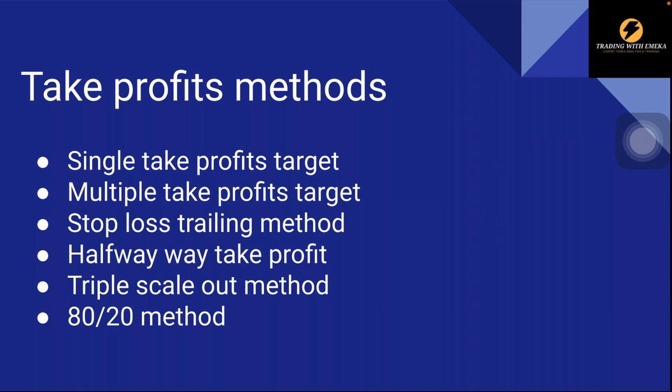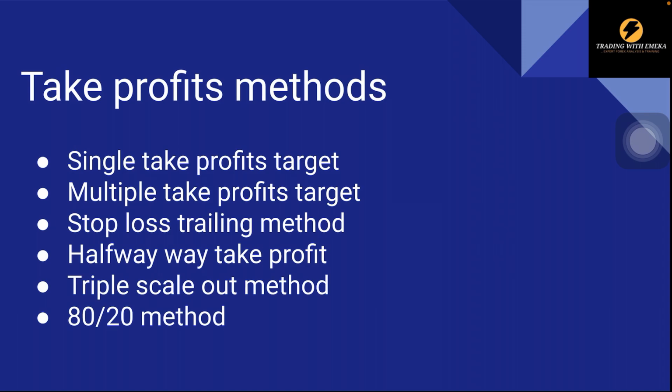Number one, the single take profit method, in the sense that you set one TP target and one stop loss, and the price either hits your stop loss or hits your TP target. Single take profit methods are basically used by traders who aim for a very short TP target, like 1 to 1.5 or 1 to 2, and they just take profit at 1 to 2 or 1 to 3. All right, so those are single TP targets.